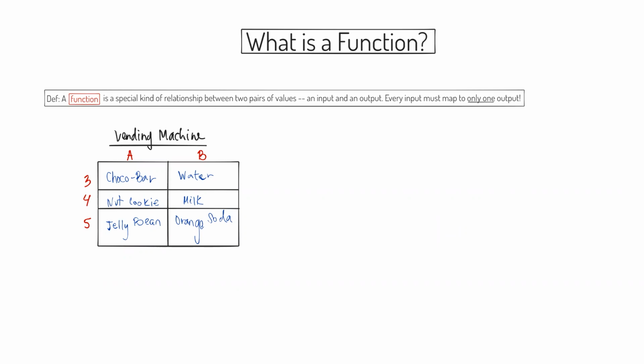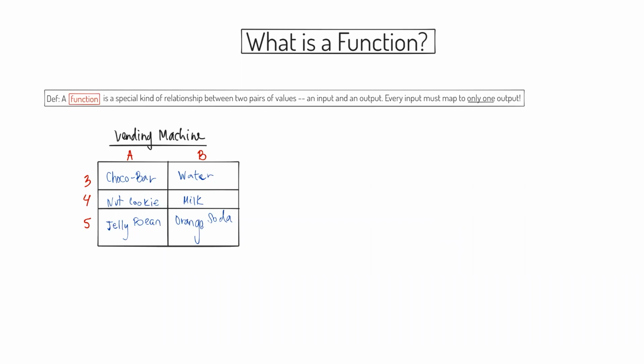So I have the formal definition of a function written up here. A function is a special kind of relationship between two pairs of values, usually an x and a y. One value will be known as our input, and the other value is known as our output. Every single input must map to only one output. And when I say only one, I mean one unique output.